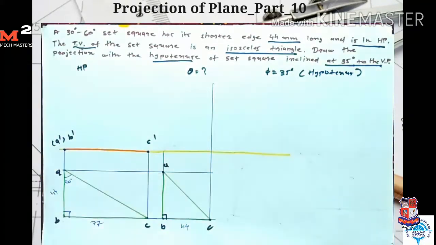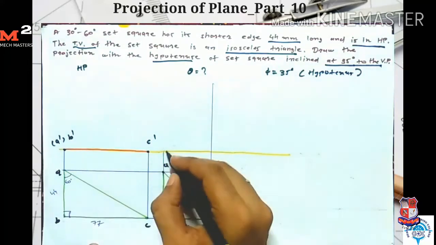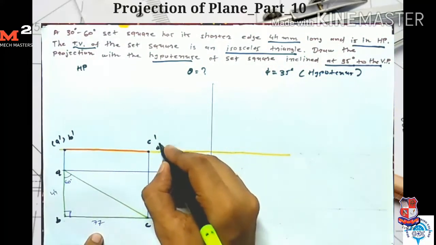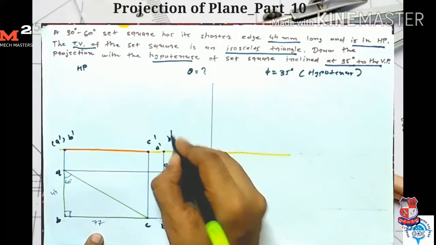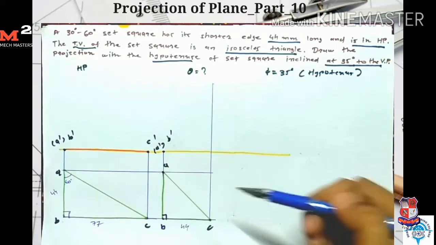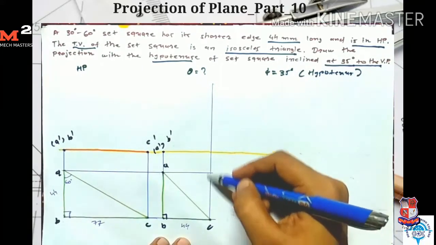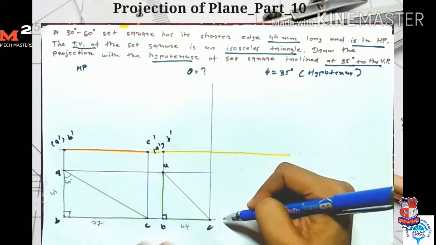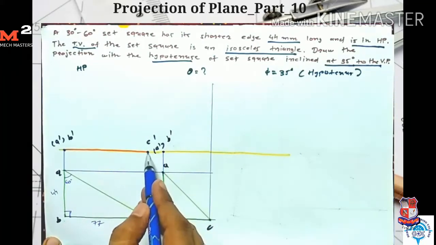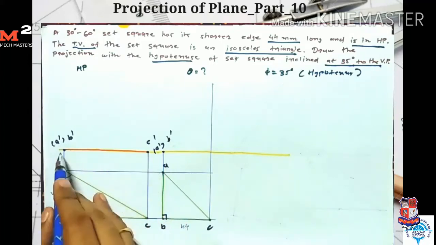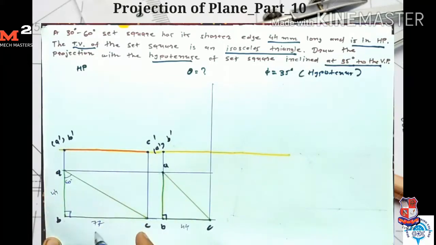Here the plane is resting on side AB. So I take the points A dash and B dash. Now for point C, I have two conditions: the point C must lie on this projection line, and the distance of point C dash from point A dash is A dash C dash, 77 mm.